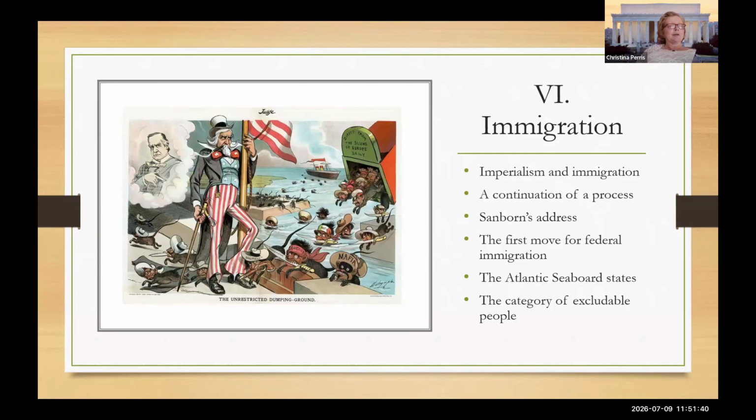The first move for federal immigration control came from California, where racial hostility towards Chinese immigrants had mounted since the mid 19th century. In addition to accusing Chinese immigrants of racial inferiority and unfitness for American citizenship, opponents claimed that they were also economically and morally corrupting American society with cheap labor and immoral practices such as prostitution.